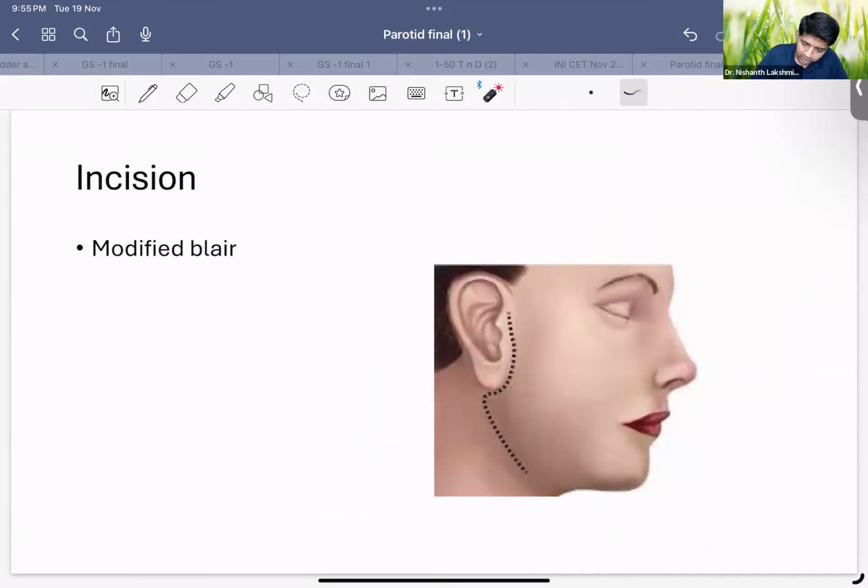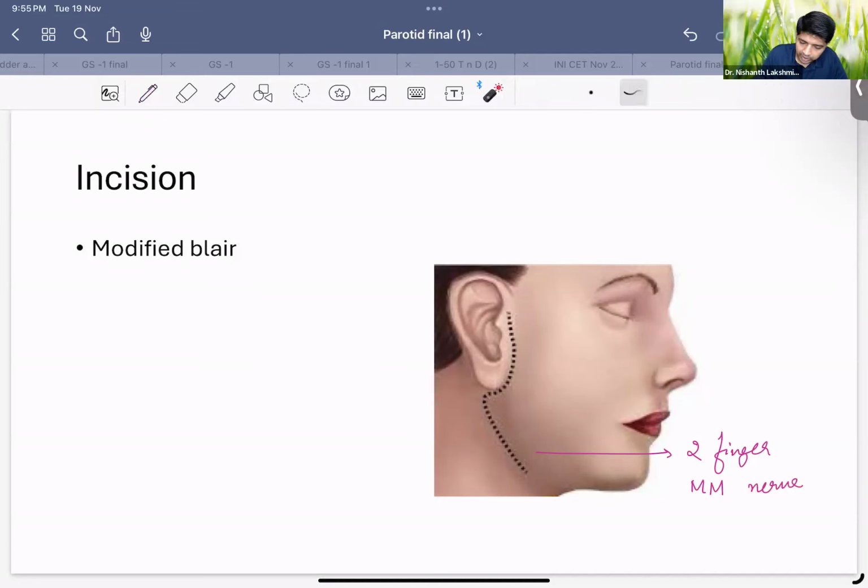Now moving on to incision. This is the modified Blair's incision. All of us know what this is. Here you're going to have at least 2-finger breadth. That's also pretty straightforward, to protect the marginal mandibular nerve.